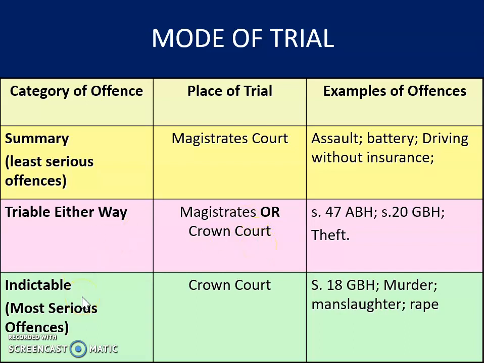Indictable offences are the most serious offences, and because they are the most serious, they're going to be heard in the Crown Court. And examples here include Section 18 GBH, murder, manslaughter and rape. So once you know what type of crime you've got, you work out which category it's in, and that will tell you which court we then hear the case in. Now obviously the issue we've got is with triable either way, because we're going to have to make a decision at that point: is it magistrates or is it Crown?